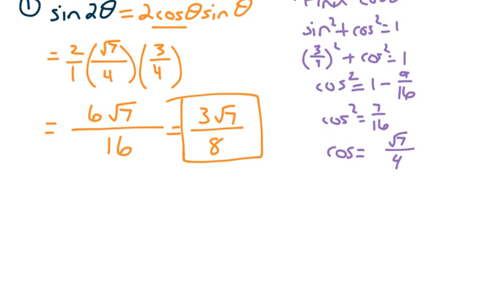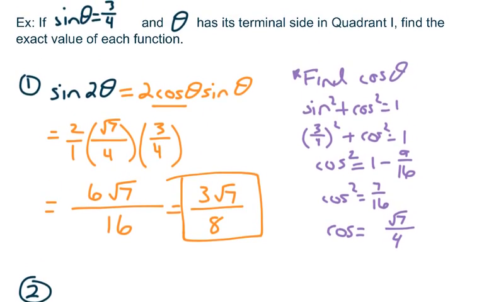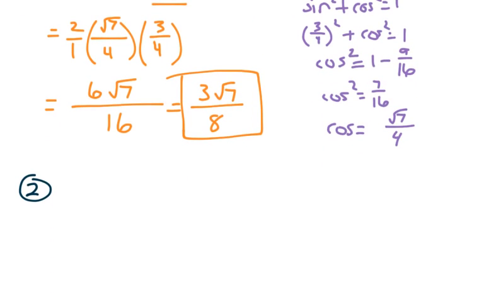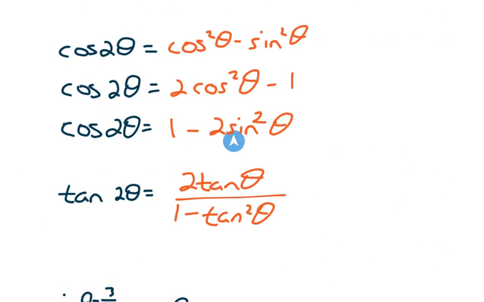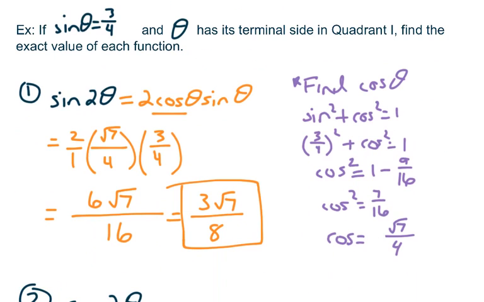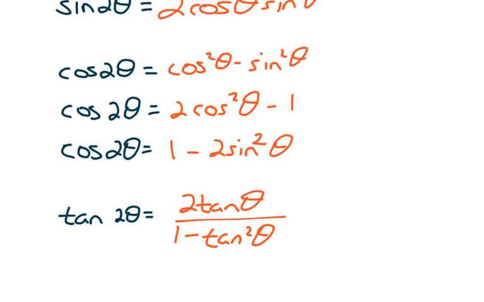Let's try another one. We got the same setup. We still have a sine being 3/4. The angle is still in quadrant 1, but now we're going to find the cosine of 2 theta. I think it's going to be beneficial to use this one to find our cosine of 2 theta. That doesn't mean we have to use that one. Because we know the cosine already, we found that already, we could use any one of these 3. But just because we were already given the sine, and this identity only uses the sine, I think it makes most sense to use that one.